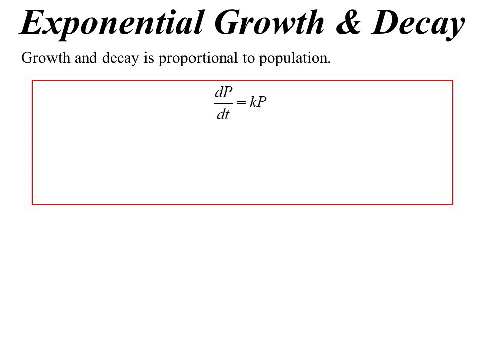As a rate, I could write it like that. dP/dt is equal to some constant times the population itself. Now, once we do some integration, we'll see how we can get this solution. But the solution to this differential equation is this. P is equal to Ae^(kt).